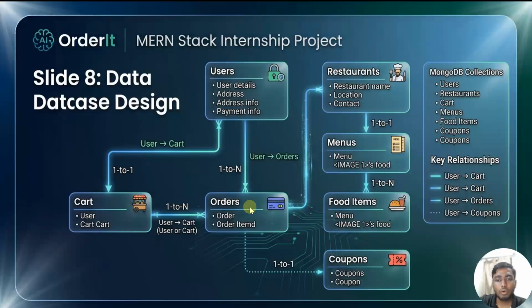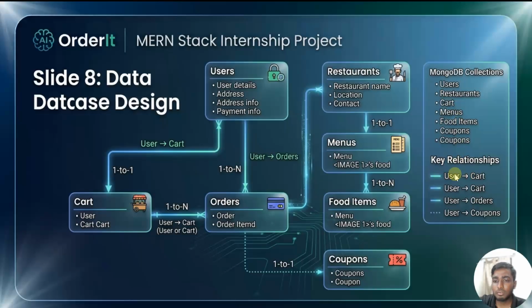And what is the price for a particular food, and restaurant details such as different restaurant names, locations, contact details, and menus, different menus related to particular restaurants, and food items such as veg, non-veg, beverages such as ice creams, etc. And coupons: based on the particular order, we give different coupons, such as discounts and offers based on the number of orders. And these are the collections: users, restaurants, carts, menus, food items, coupons.